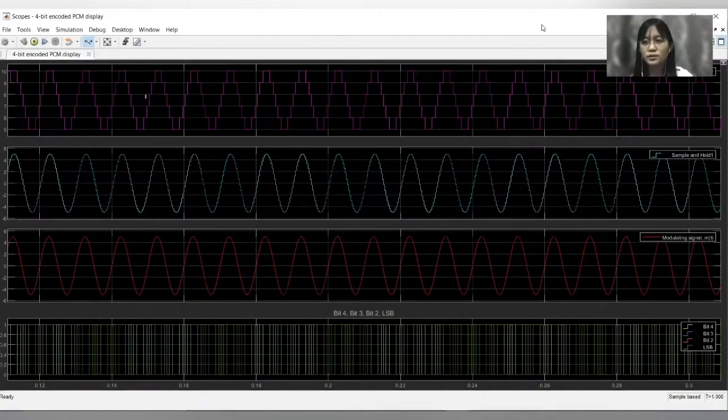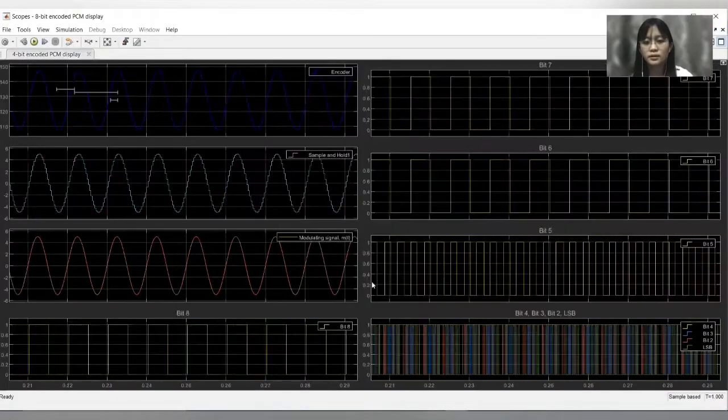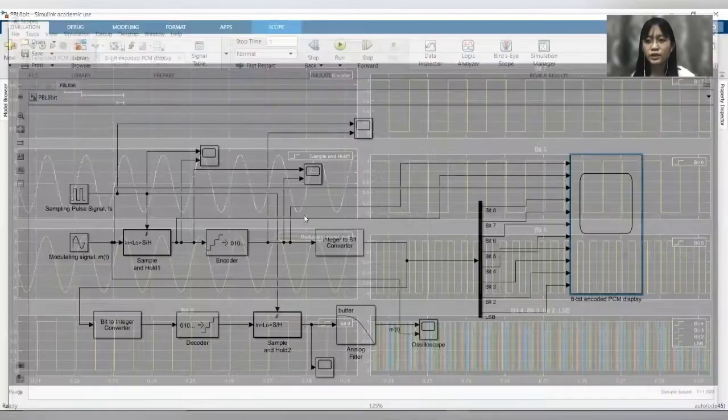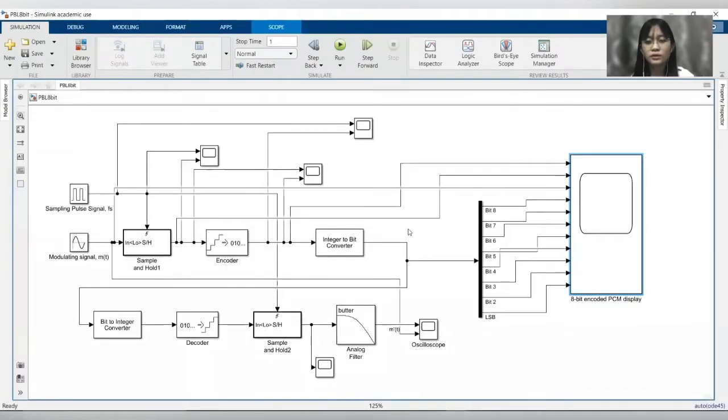Now we will see the output for the 8-bit encoder. This is the output for the 8-bit encoded, as I showed in the slide previously. The first one is the encoder, followed by the sample and hold, the modulating signal, and bit numbers 8, 7, 6, and 5, then followed by bit numbers 4, 3, 2, and then the LSB. So that's all from my part.